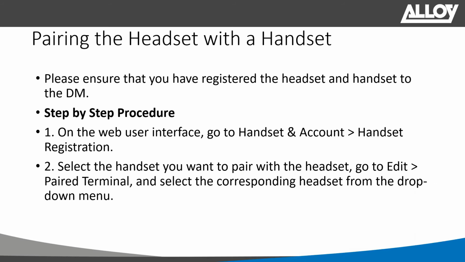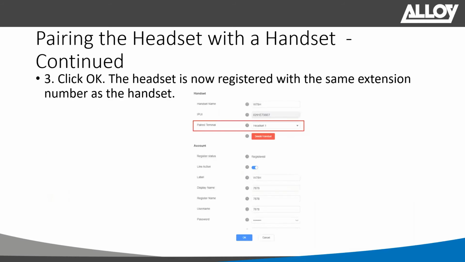And that's it for that section there. So once they're both registered, what you do is you select the handset you want to pair the headset with, and you go to paired terminal. That's just from the drop-down menu, which is on this slide. Here's a screenshot of a headset that's paired to a handset, like a W78H. You click OK. The headset's now registered with the same extension number as the handset.